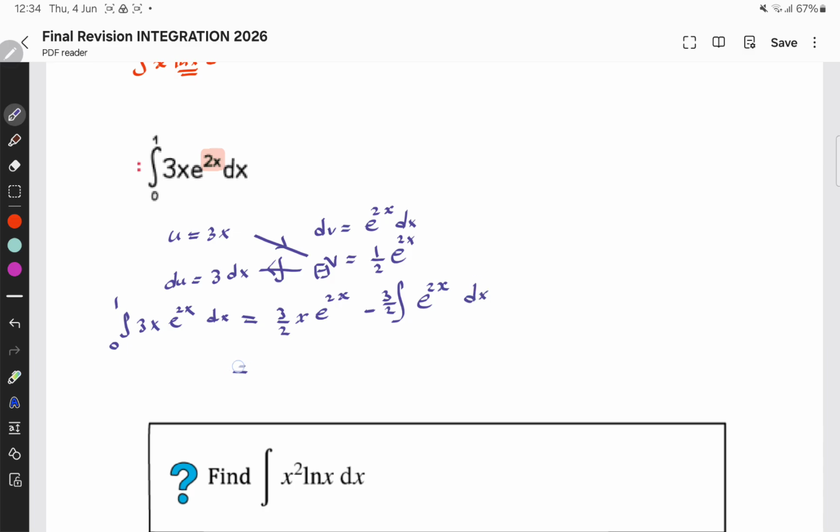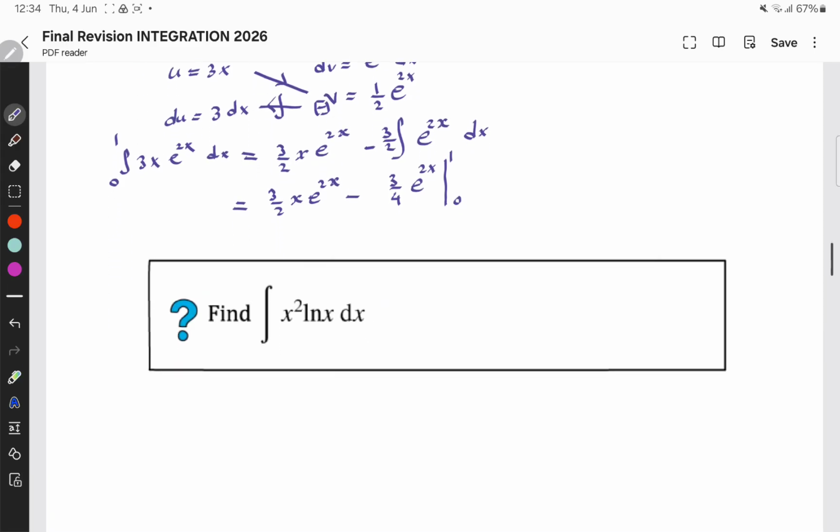Now, it's equal to 3 over 2 x e to the power 2x minus the integration of e to the power 2x, it will be e to the power 2x, 1 over 2 times 3 over 2, it will be 3 over 4. All of that defined from 0 to 1. Then, as you do in all definite integrals, it will be 2 brackets. Between these 2 brackets, I have minus.